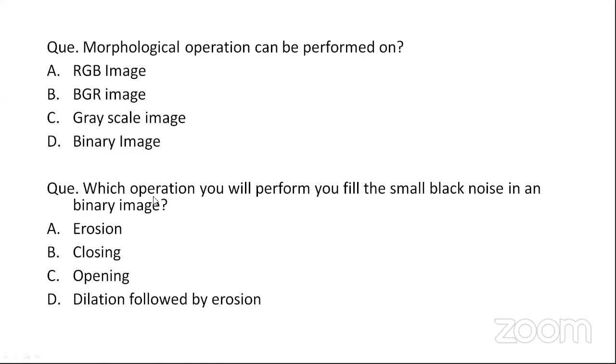Now, which operation will you perform when you need to fill the black noise in a binary image? I've talked about it. Yes, Anusa, D is the correct answer: dilation followed by erosion. Closing is the same as dilation followed by erosion, it's just a different name. So the answer will be B and D. Okay, guys.